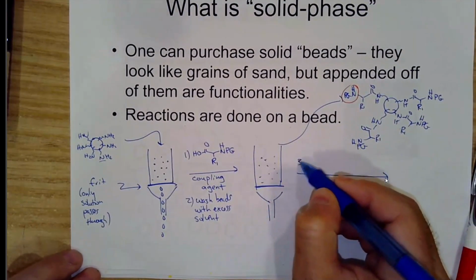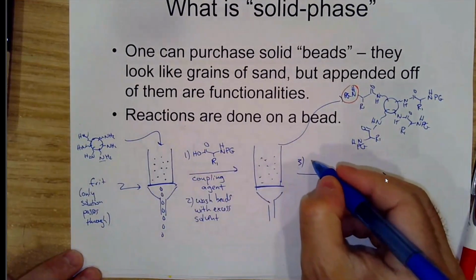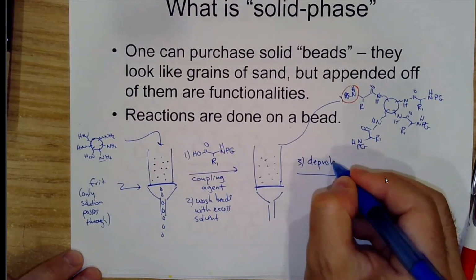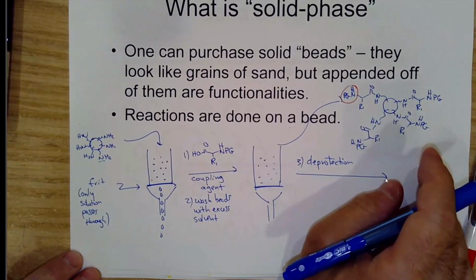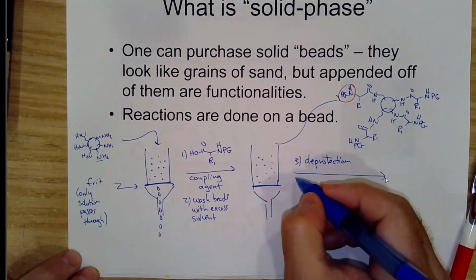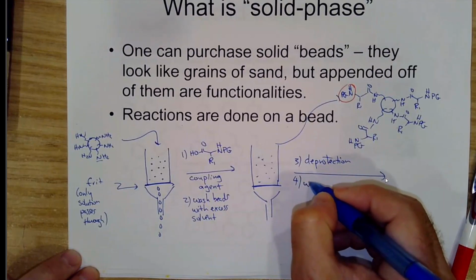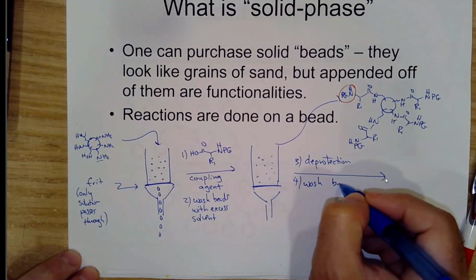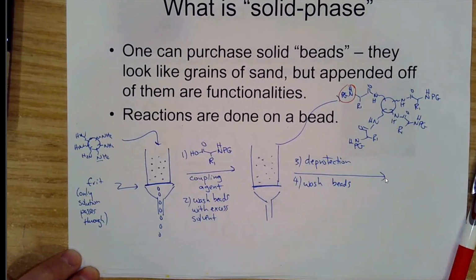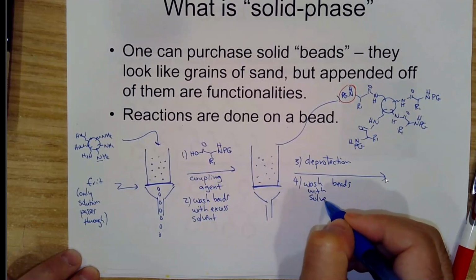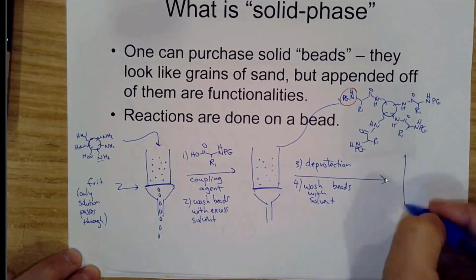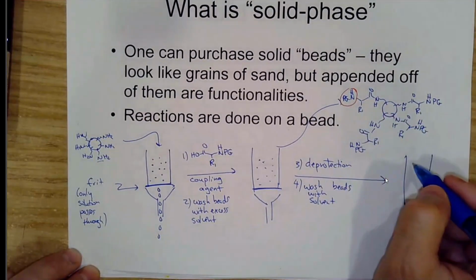You would go to number 3, and you'll do a deprotection. If it's a Boc protecting group, you'll use acid. If it's Fmoc, you'll use base. And then finally, you'll wash the beads with solvent. So again, that will push all the byproducts into solution, and you'll be left with beads that now will have this protecting group removed.